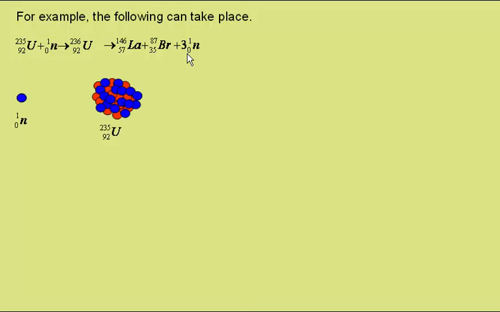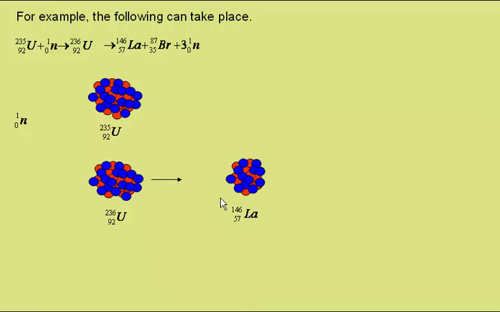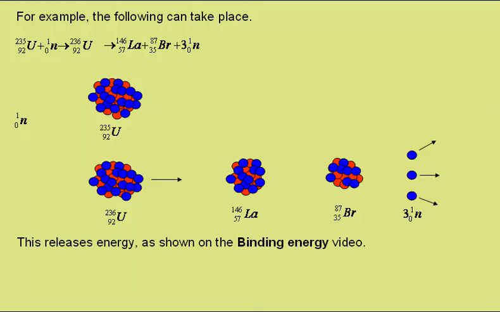I can demonstrate that with a diagram. Here we have the neutron and the uranium-235. When the neutron is absorbed, it produces uranium-236. This then splits into a lanthanum-146 and a bromine-87 plus 3 free neutrons. This process releases energy, as is shown on the binding energy video.